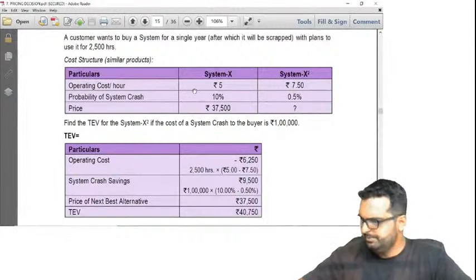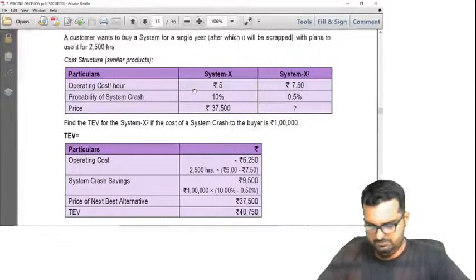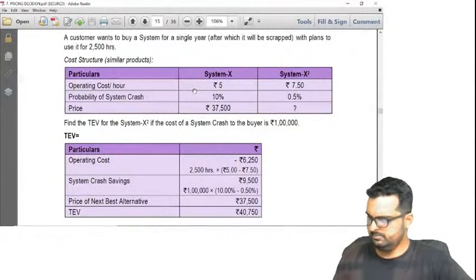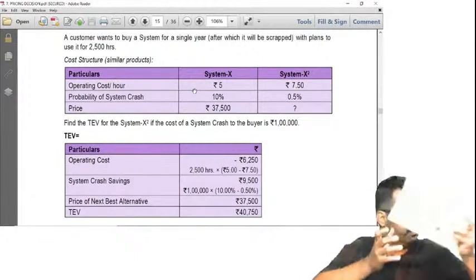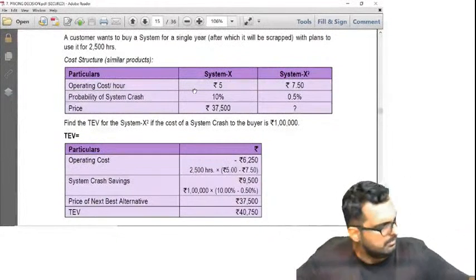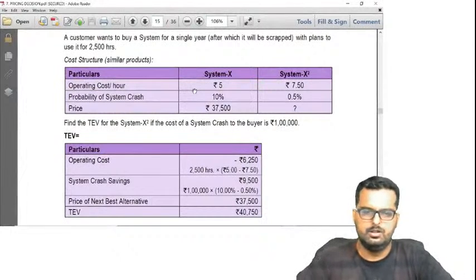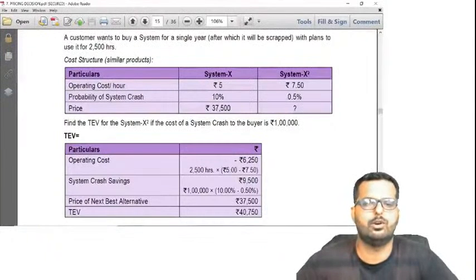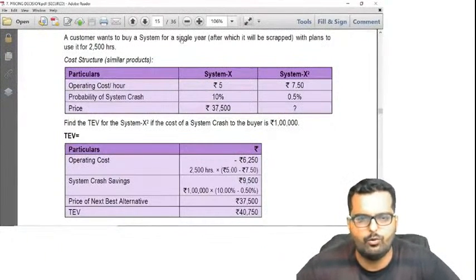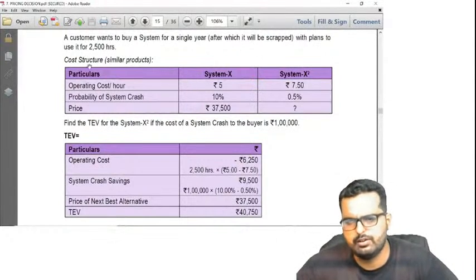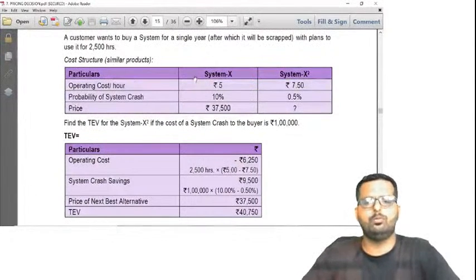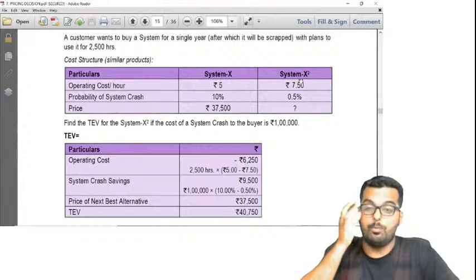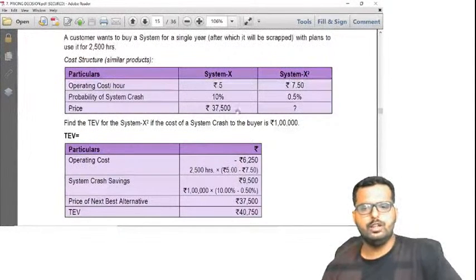Friends, shall we do this together now? Alright friends, let's do this together now. So basically this customer wants to buy a system for a single year. He wants to buy a computer which can be used for 2500 hours. There's an operating cost of only 5 rupees for X, but it is 7.5 for the other one. So if you look at the operating cost, you would definitely feel that X is better.